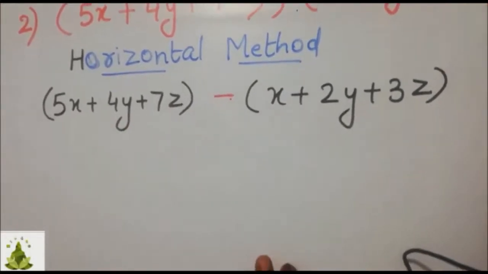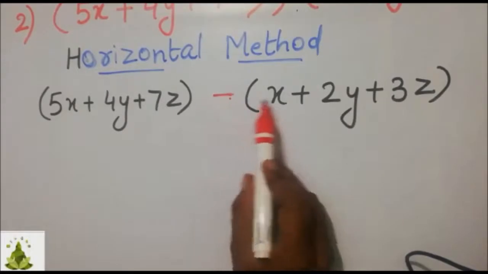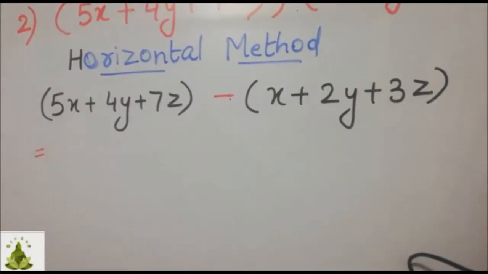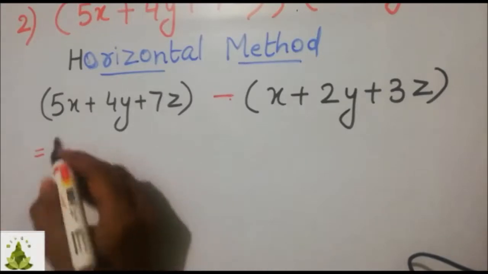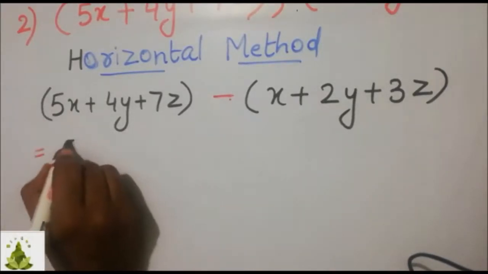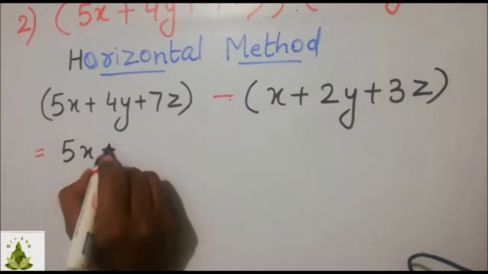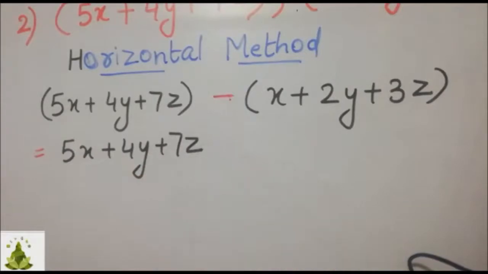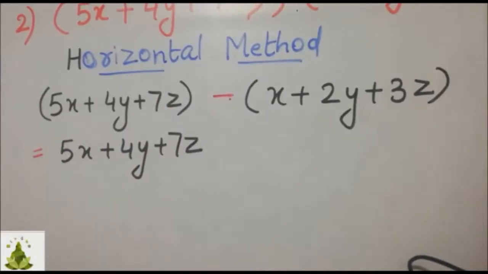Then what is the next step? Opening the bracket. When a minus sign is there, open the bracket. You know how to open the bracket. First we will write the first expression as it is. Here no sign means plus. When it is plus outside the bracket, you can open it as it is. Is it clear to you? When it was a plus sign, no problem was there. Here a slight change is there, that's all.